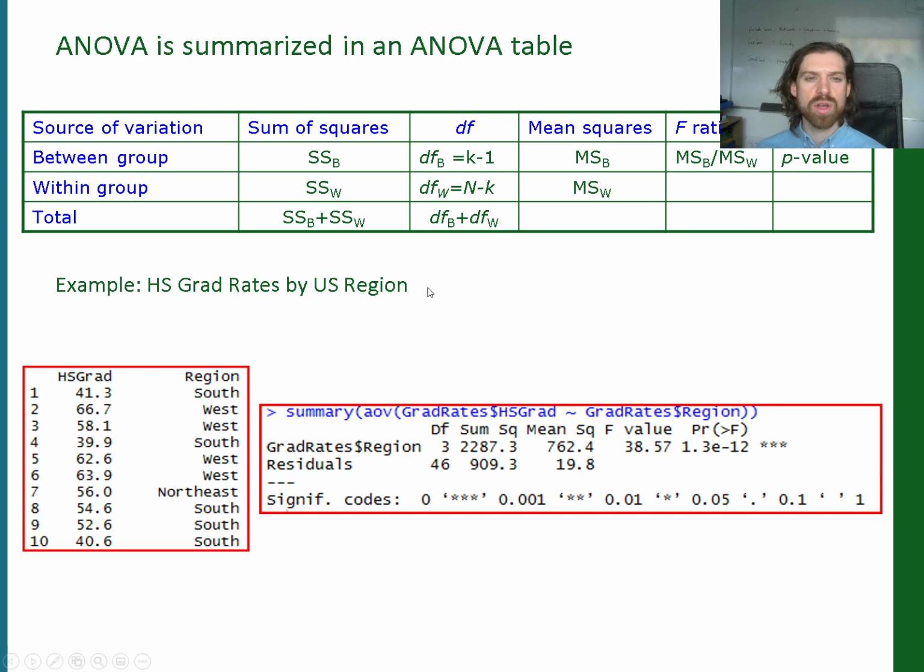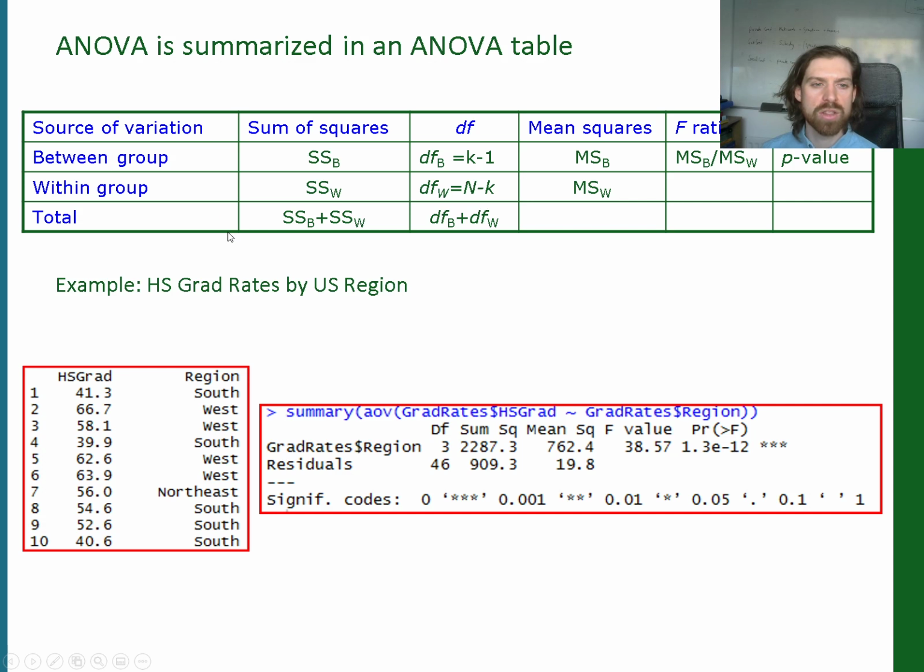Okay, so ANOVA can be summarized in an ANOVA table. What we have here are rows for the between group and within group metrics and for the totals, and then we have columns for the source of variation, the sum of the squares, the number of degrees of freedom, the mean of the squares, and then the F ratio and the p-value. Hopefully these correspond to those previous steps that we carried out.